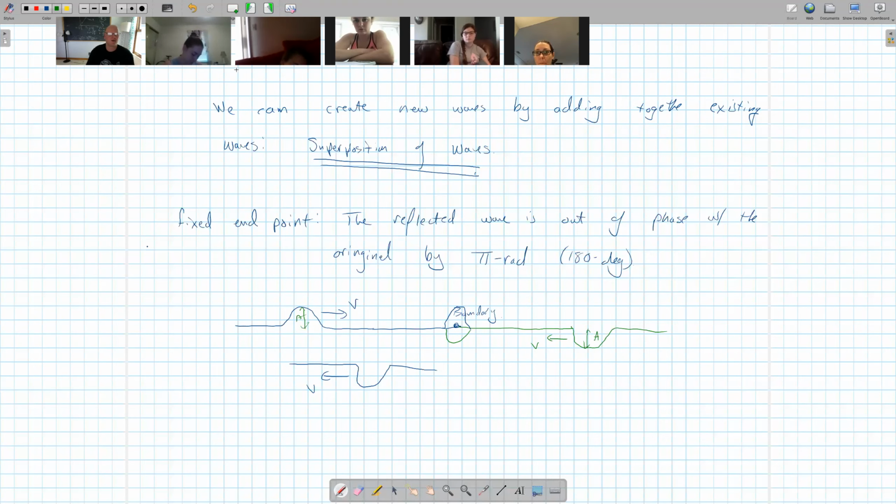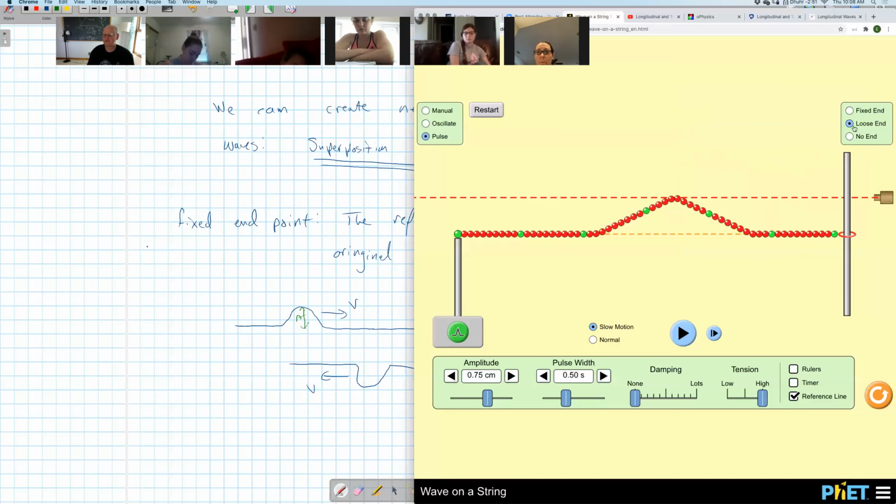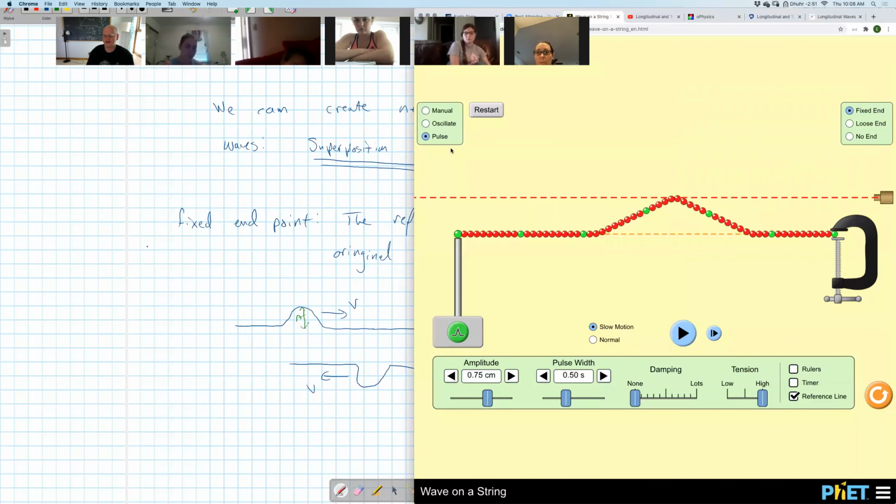So when I go back to my simulation, put this back on fixed endpoint, and let this keep going to the right, the wave comes in, hits the boundary, the amplitude goes to 0 at the boundary, and then gets reflected backwards.